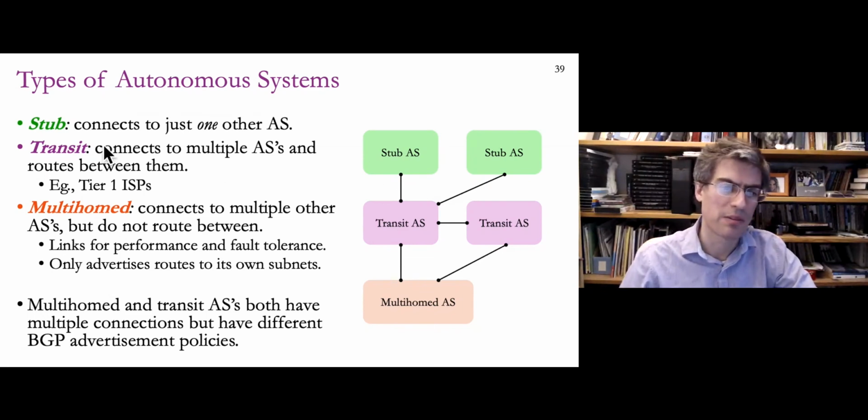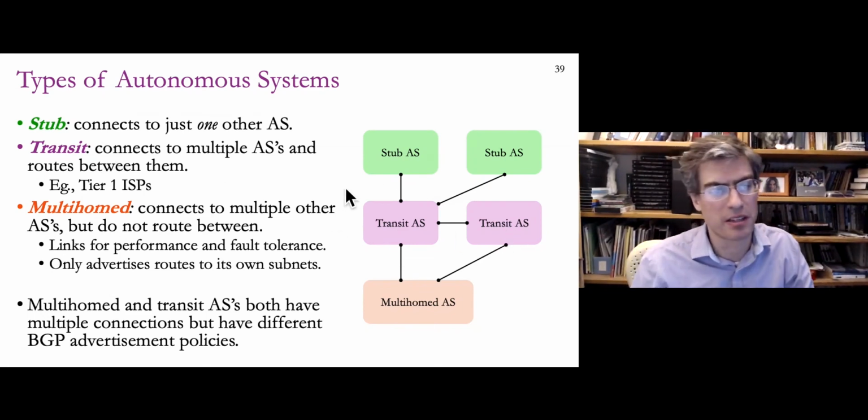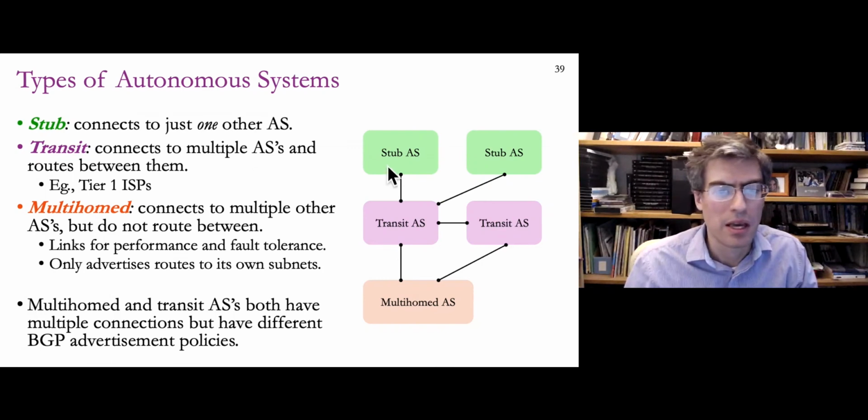A transit autonomous system is an internet service provider. It's like a part of the backbone. It has multiple connections and it will forward traffic between them. Okay, and that's kind of like what I was showing so far in examples.